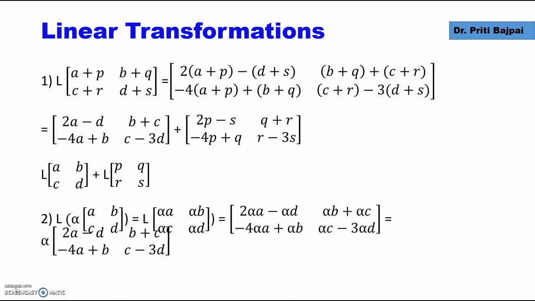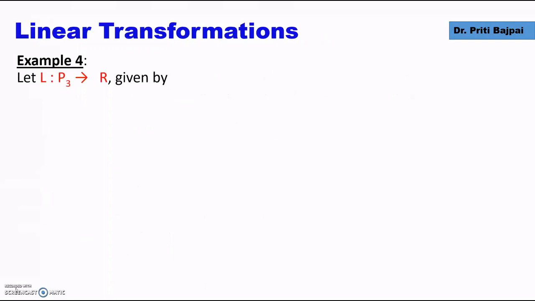We'll first multiply our matrix (A, B; C, D) by alpha and then apply the rule L. This gives us (2 alpha A - alpha D, alpha B + alpha C; -4 alpha A + alpha B, alpha C - 3 alpha D), which is nothing but alpha times L of (A, B; C, D). As both the properties are satisfied, L is a linear transformation.